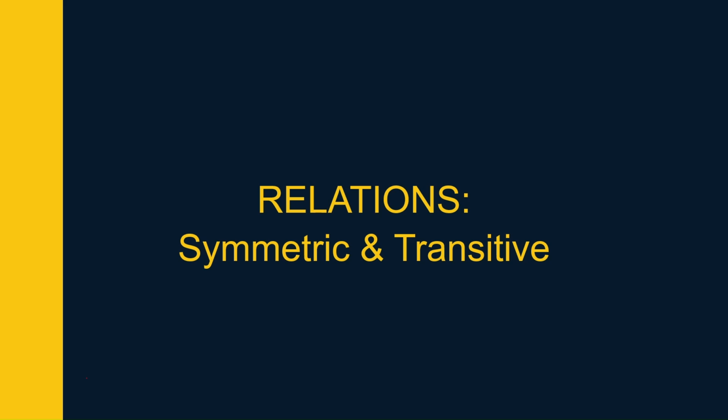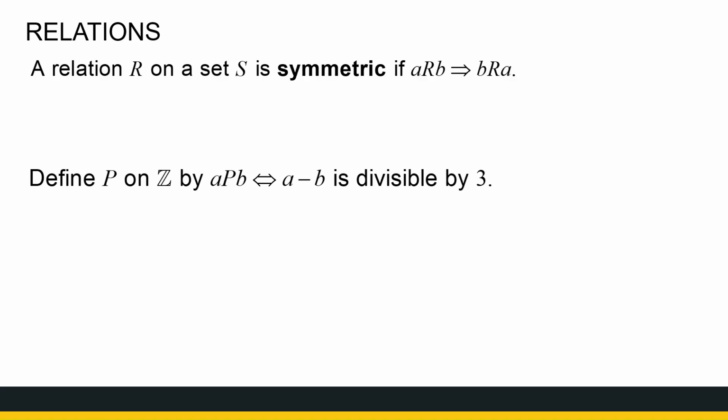Now we've looked at what it means for a relation to be reflexive. The next two properties we're looking at are when a relation is symmetric and transitive. So let's look at symmetry first. A relation is symmetric if and only if aRb implies bRa. So if I know aRb is true, then bRa is true, then my relation is symmetric.